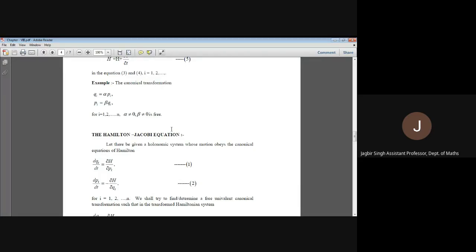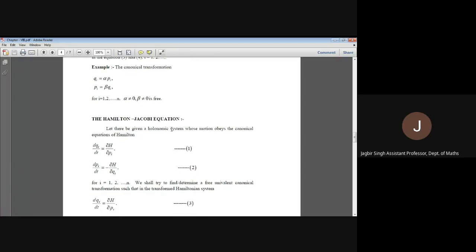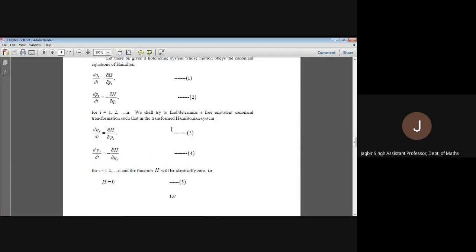Okay, so we will try to find out a univalent canonical transformation such that the new variables will also satisfy the Hamilton canonical equations, and with the condition that the new function h tilde will be the zero function, so that dqi tilde by dt will be 0 and dpi tilde by dt will be 0, so that the new coordinates will be constants.